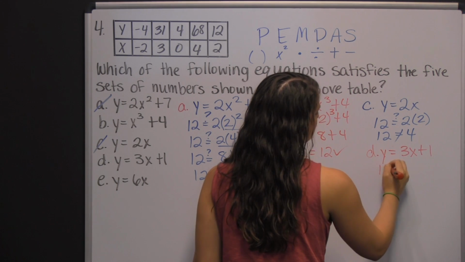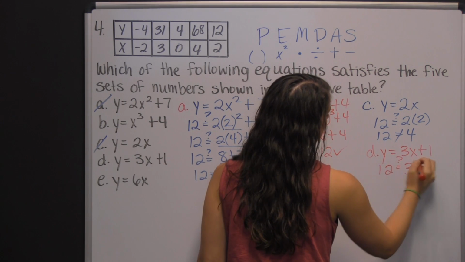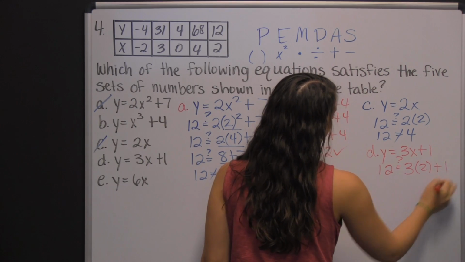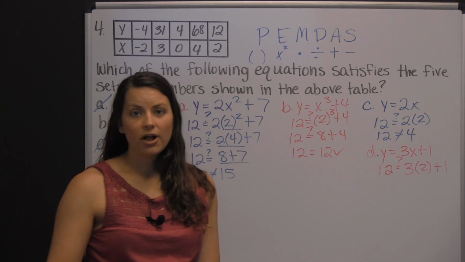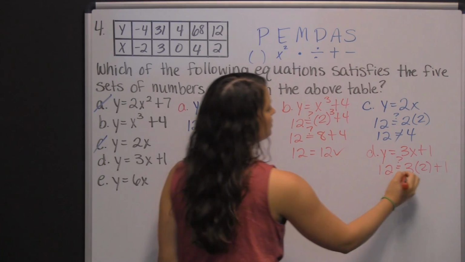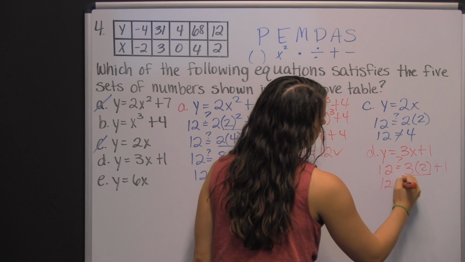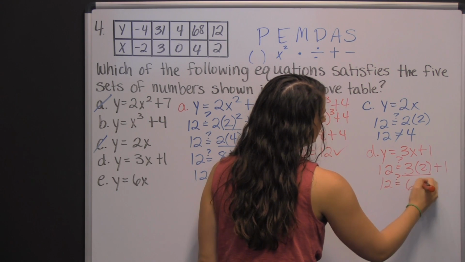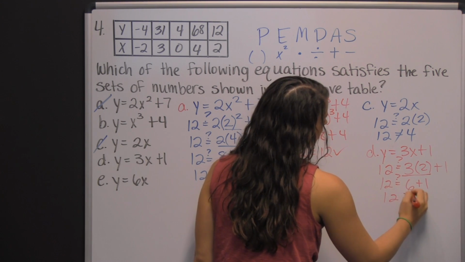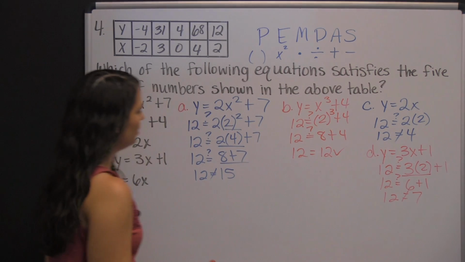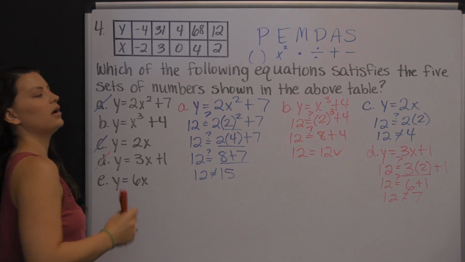Same x and y, so 12 equals 3 times 2 plus 1. Continue to follow your order of operations. So multiply first. We want to see, does 12 equal 6 plus 1? 12 does not equal 7. Therefore, that is also not our answer.